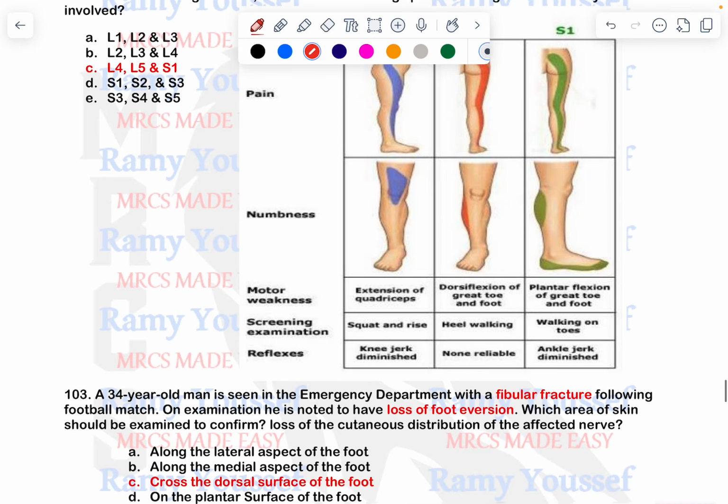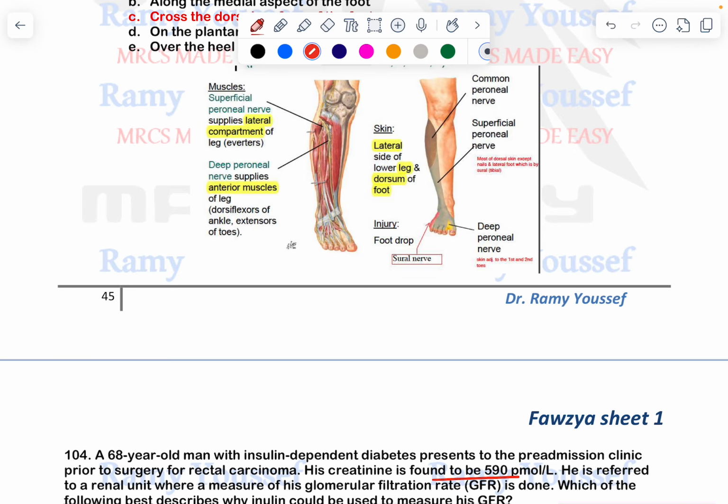A 68-year-old man with insulin dependent diabetes mellitus, at pre-admission clinic prior to surgery for rectal cancer, is found to have raised creatinine and is referred to the renal unit. GFR is done. Which one of the following best describes why inulin is used? It is freely filtered, neither secreted nor absorbed.